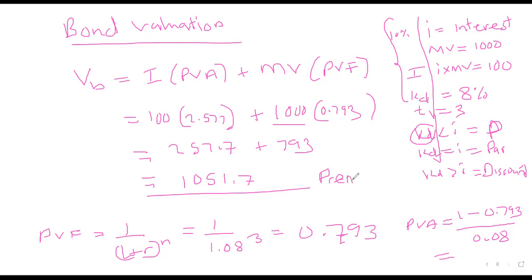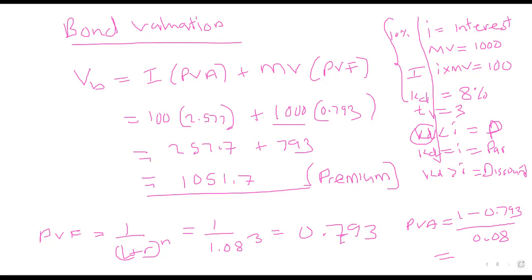If it was below the face value, we would have called it a what? A discount bond. If it was equal to, we would have called it a what? A par bond.